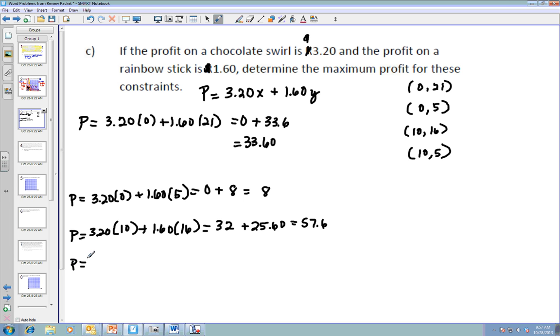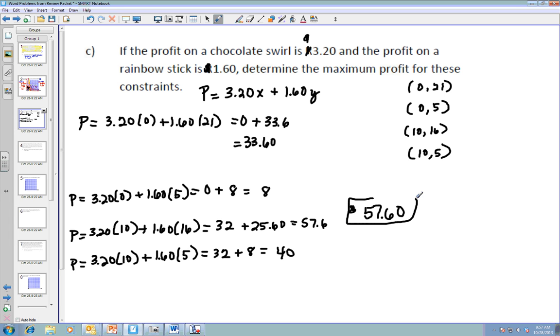And then I'm going to use my last point, (10, 5). So $3.20 times 10 plus $1.60 times 5. That's going to be 32 plus $1.60 times 5, which is 8. So that's $40. Okay, so from the points that I got, the maximum profit would be $57.60. Okay, that's problem 1.